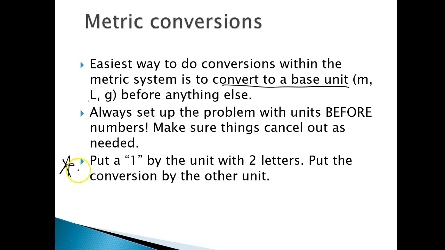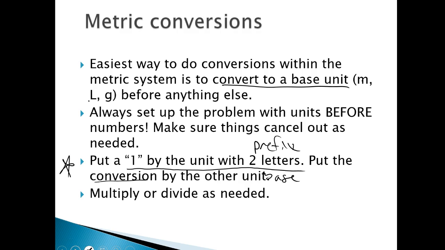And then here's my little trick, and it seems to work pretty well. When you're doing a conversion within the metric system, you are almost always going to have a unit with a prefix and a unit without, a base unit. So the rule, my students, is to put a 1 by the unit that has 2 letters. That is the one that has the prefix. And then you're going to put the conversion by the base unit. And I'll show you how this works. And then you just multiply and divide as before. This is usually the best way to keep it straight in your head.